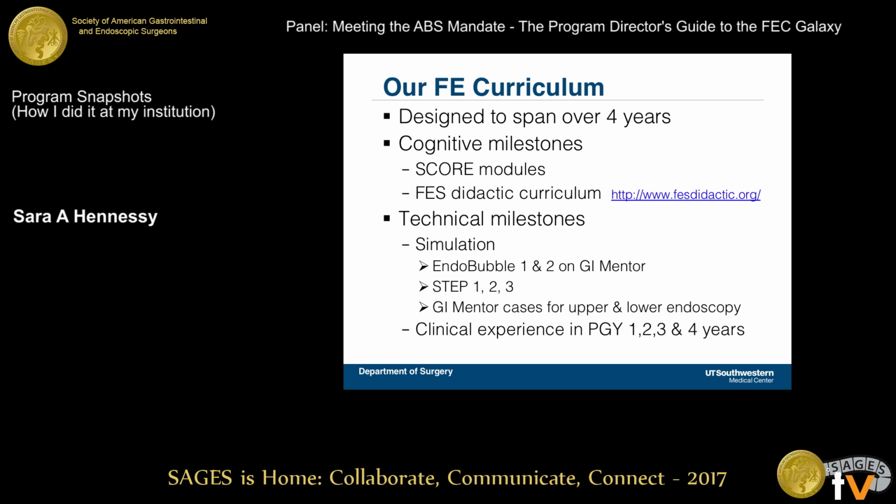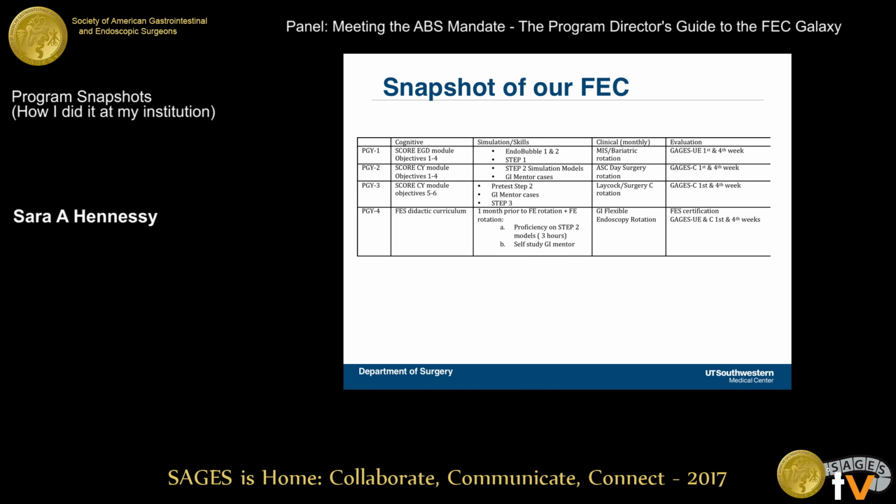So what have we done with the FEC at our institution? We designed it to span over 4 years, of course achieving the cognitive milestones using the SCORE modules that have already been outlined and the FES didactic curriculum. And then the technical milestones we achieve with simulation using the GI Mentor for Endobubble, using the STEP program, GI Mentor cases for upper and lower endoscopy, and then a clinical experience that's spread throughout PGY 1 through 4 years. This is kind of a snapshot of what our curriculum looks like, and I'll go through each year in just a minute.